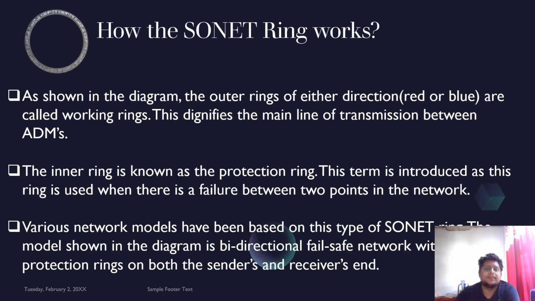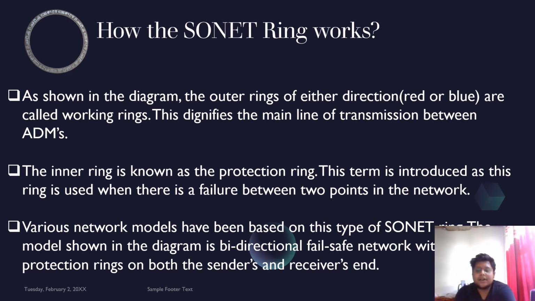Let's move on. How does the SONET ring work? The ring that I showed here works as the diagram showed. The outer rings that I mentioned to be working, red or blue, either direction, are called the working rings. These signify the main lines over which the data is transmitted through the ADMs between each circuit. That means the working lines are the main lines that we try to transmit through.